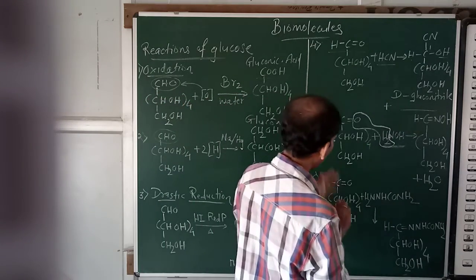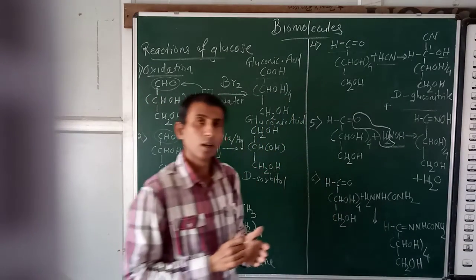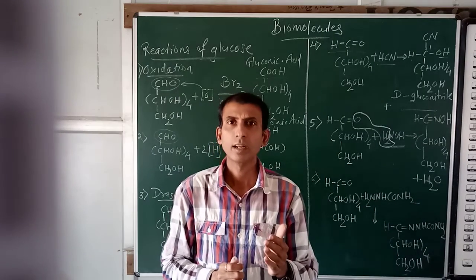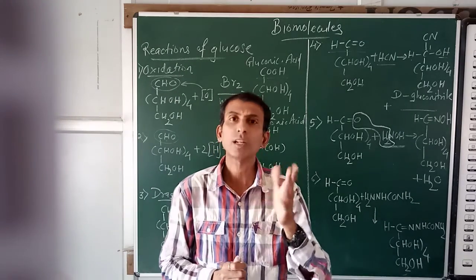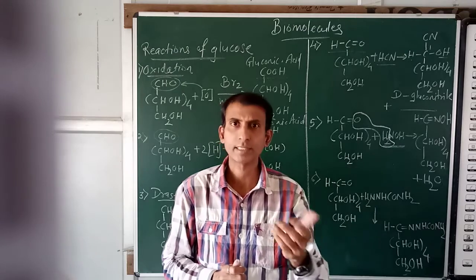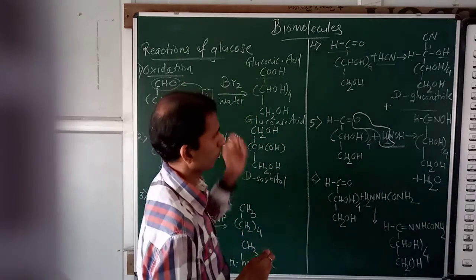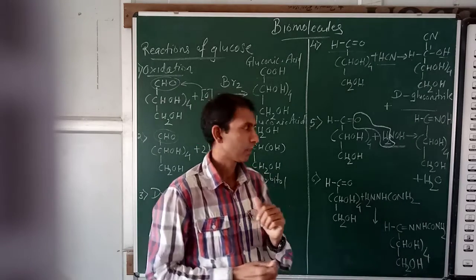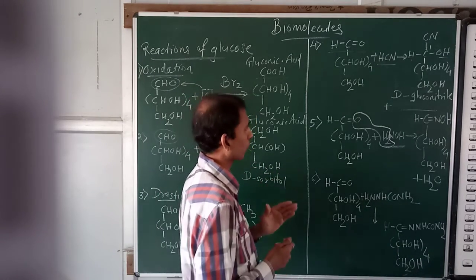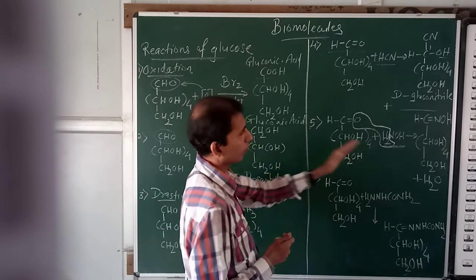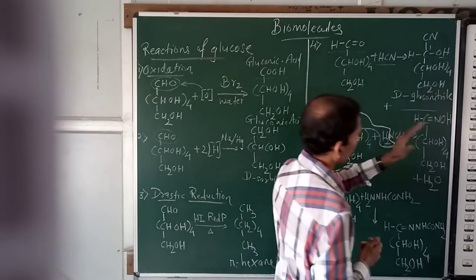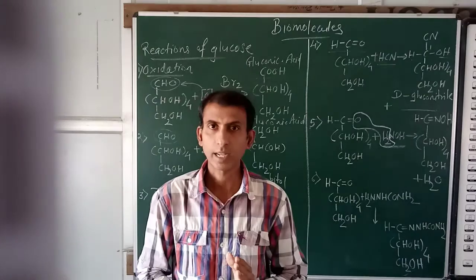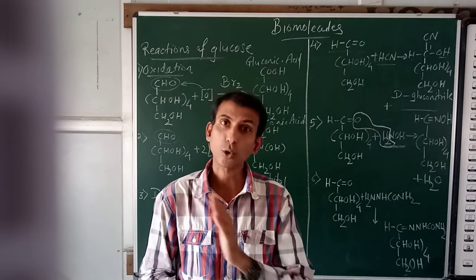The name of this compound you already know. Whenever any reactant reacts with hydroxylamine, especially carbonyl compounds like aldehydes and ketones, they always give an oxime. The name of the product is oxime, and since this oxime we have got from glucose, the name of this product is D-glucose oxime. What is the name here? D-glucose oxime.